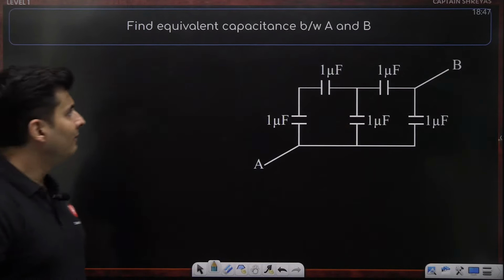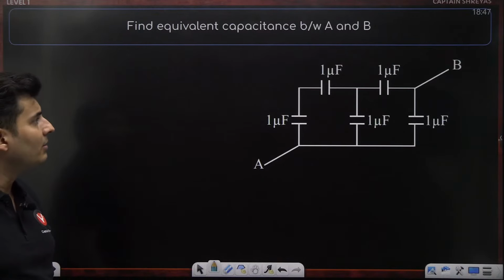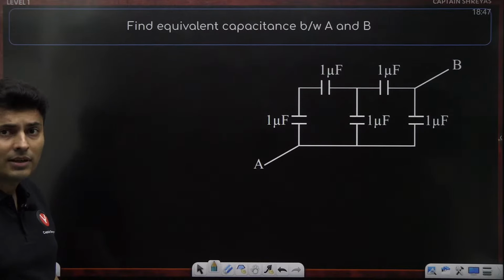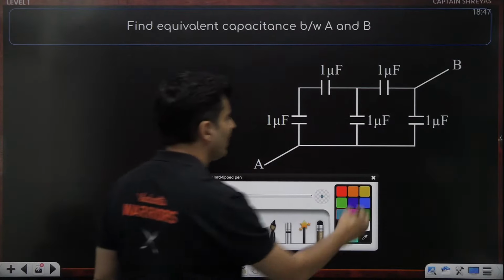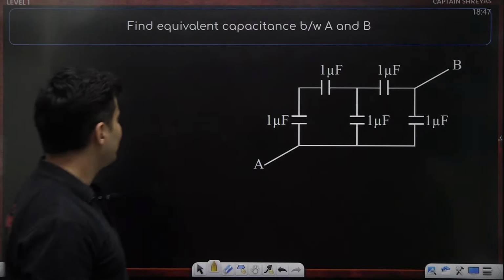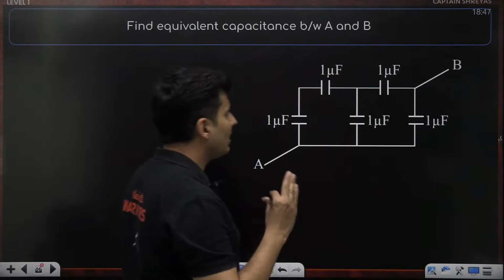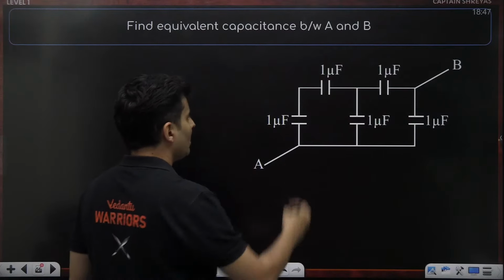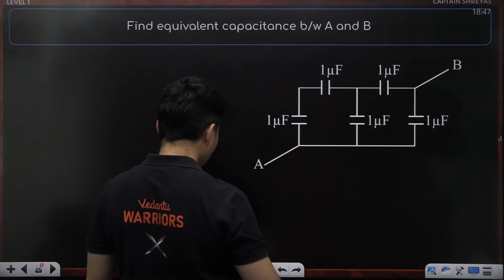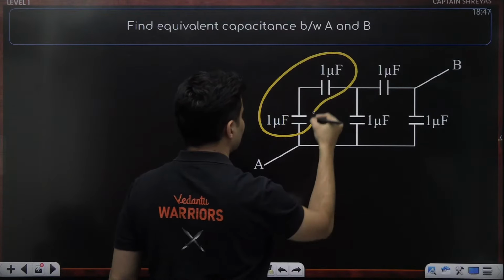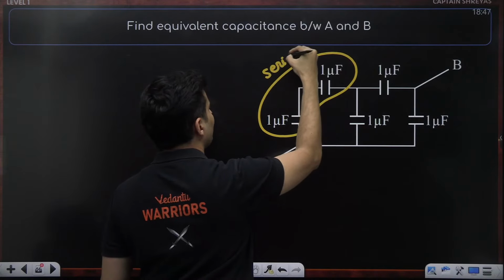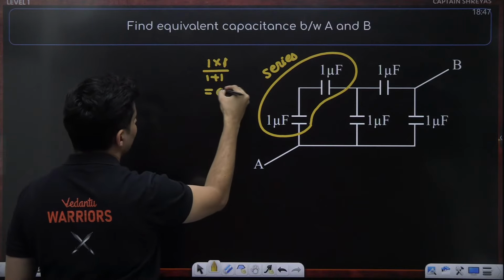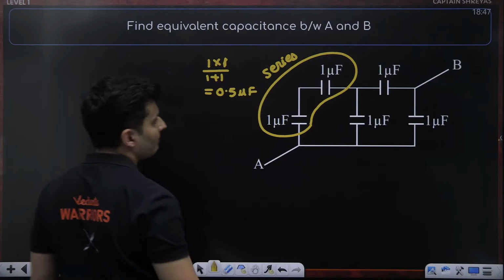How about this one? Find the equivalent capacitance between points A and B. Very simple, guys. Let's see if you can figure this out. Between points A and B, you have to find out the equivalent capacitance. What do we do? Again, see if you can figure out some capacitors, are they together? I think they are. Observe this. These two capacitors actually are in series. So in series, C1 C2 by C1 plus C2, which means it is 0.5 microfarad.